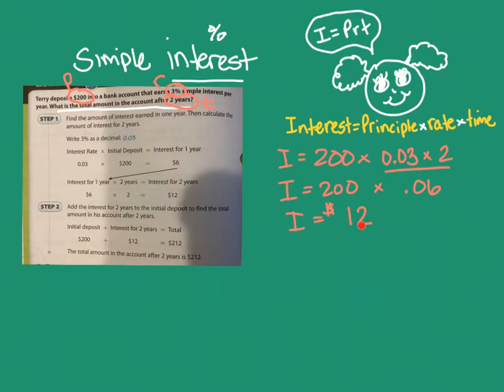So now we know that the interest is $12, and then we're back here again. He put $200 into his account. He earned $12 in interest. So altogether now there's $212. As long as he didn't put anything else in or take anything else out, he has $212 in there.